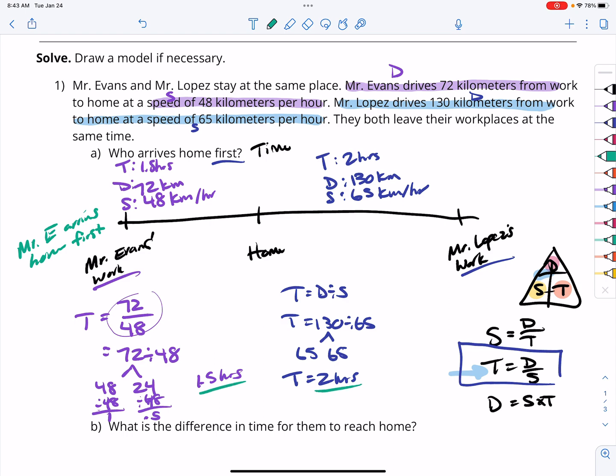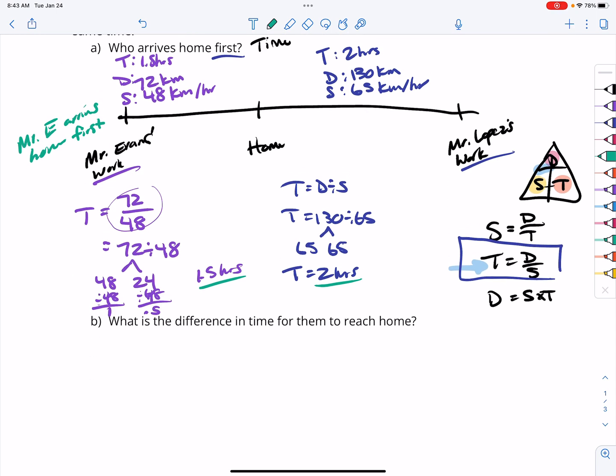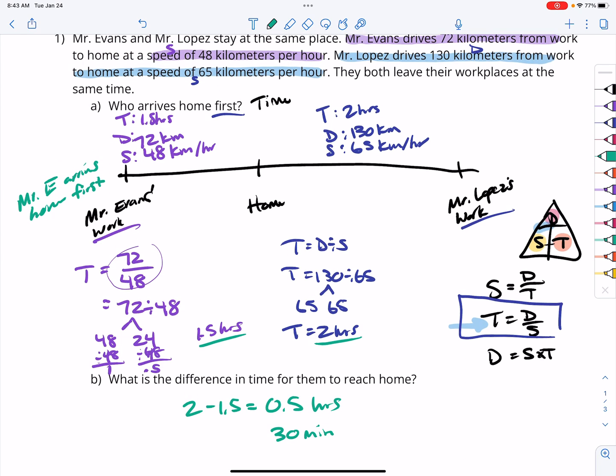So for question B, what is the difference in time for them to reach home? Well, 2 minus 1.5 is 0.5 hours or 30 minutes. It doesn't specify, but either one is the same amount of time. So that problem is relatively straightforward once you identify what information you have, and then use this handy triangle to remember your formulas.